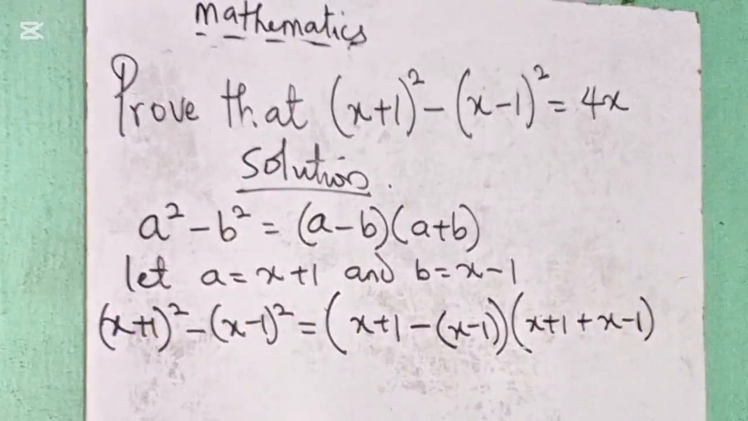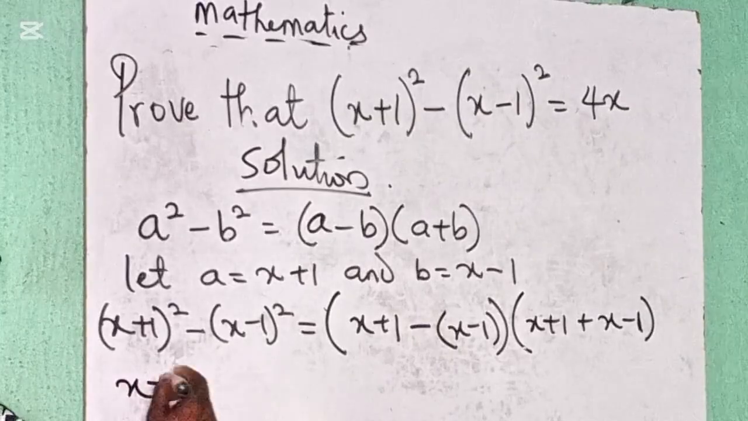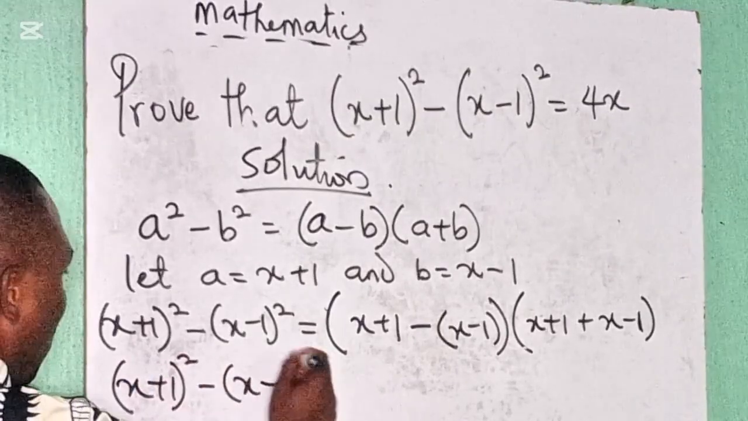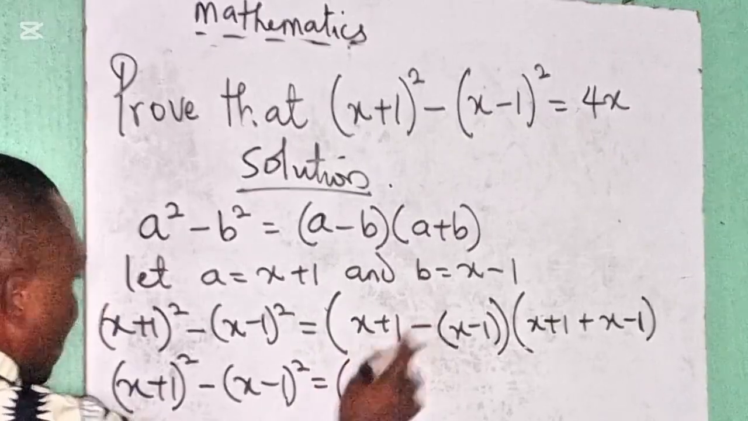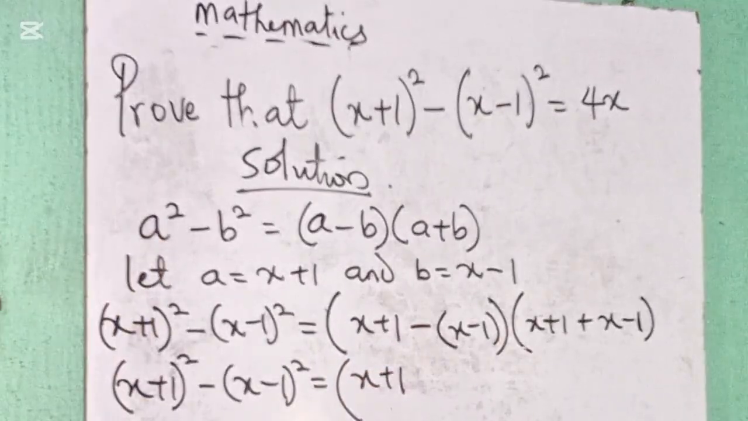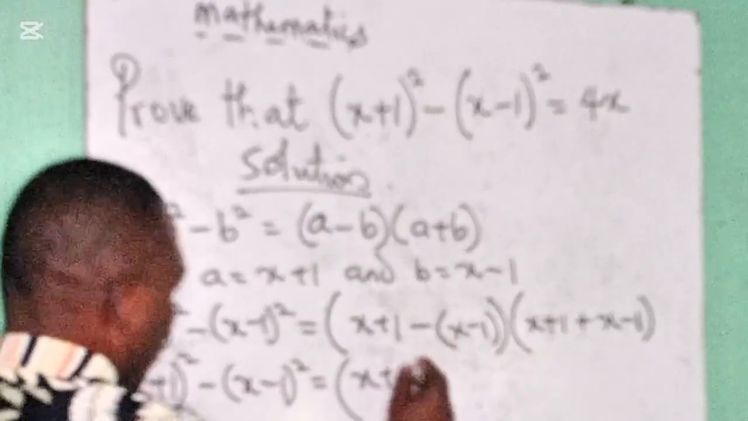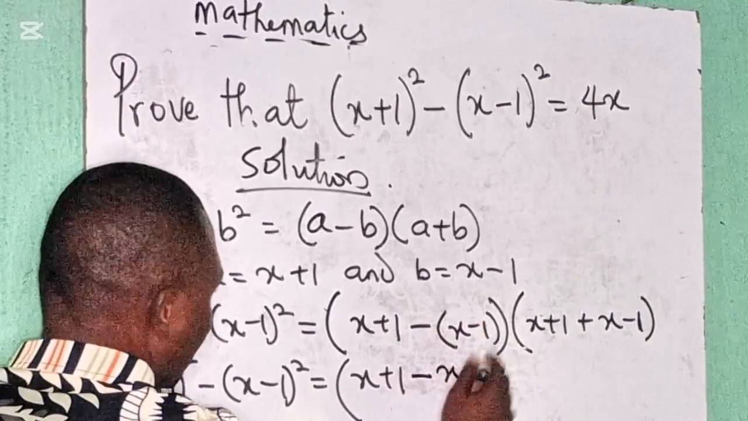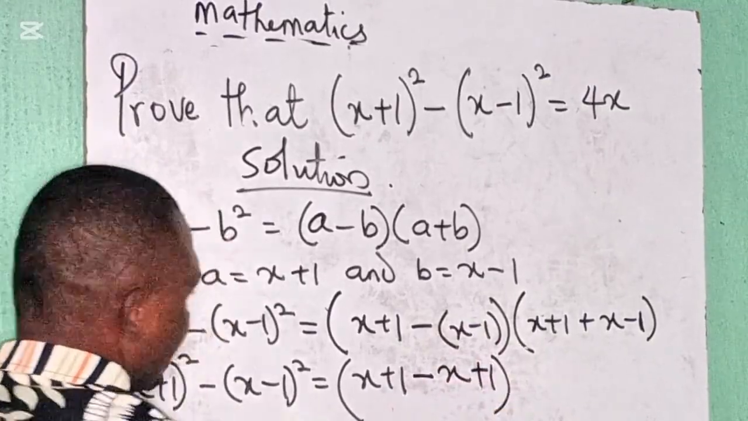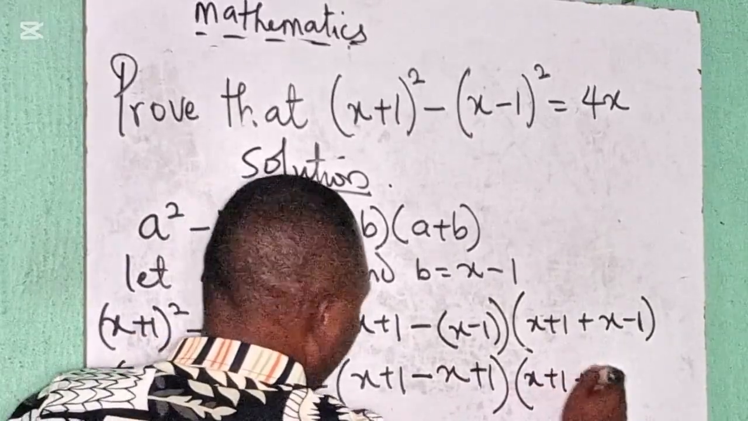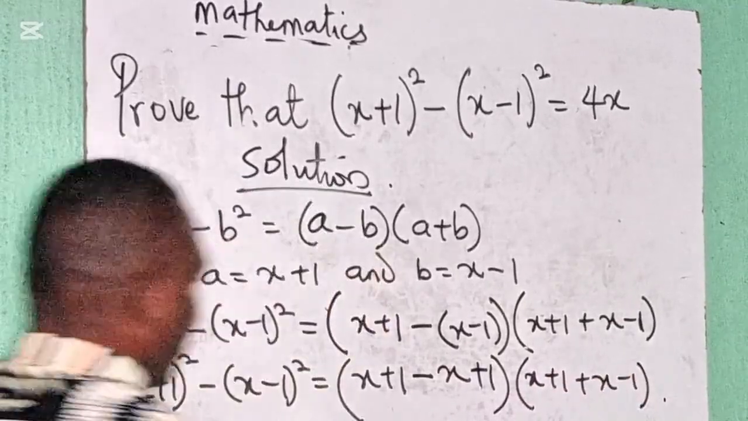Is that clear? So from what you're having here, (x + 1)^2 minus (x - 1)^2 is equal to, now this is x plus 1, okay? Now let's open this bracket here. Minus times plus is minus, okay, which is x, and then minus times minus is what? Is plus, all right? And then from here we are having x plus 1, all right, plus x minus 1.